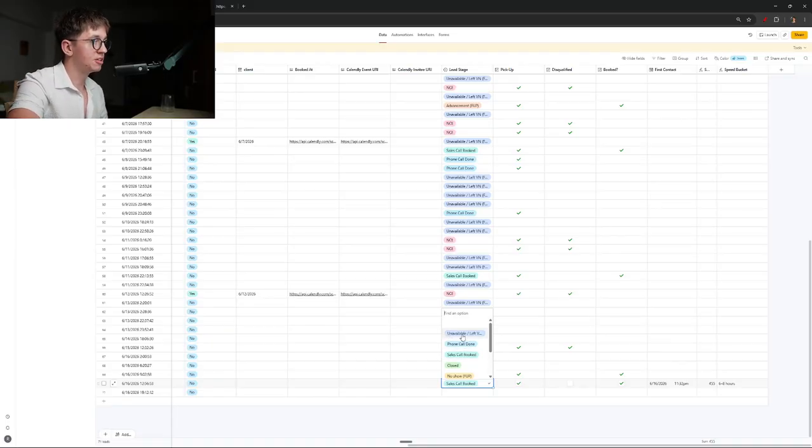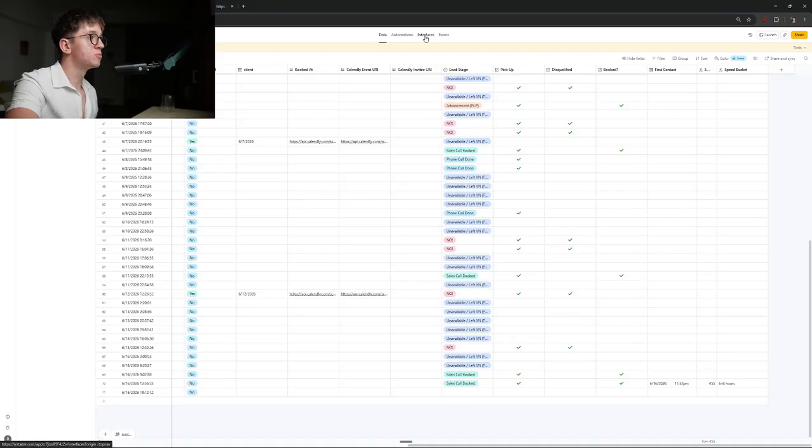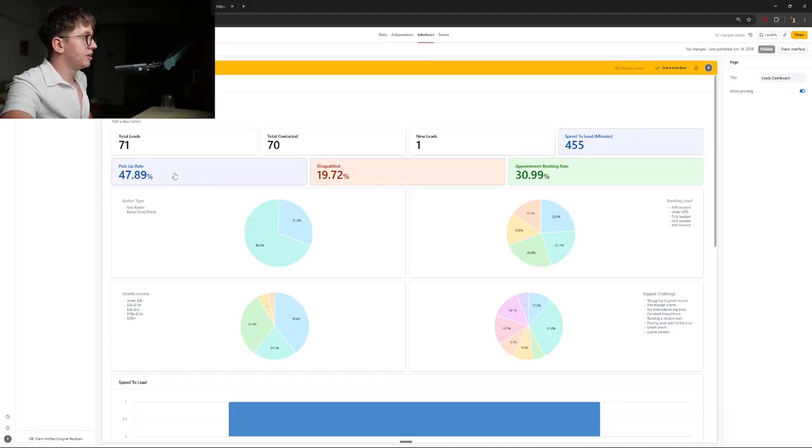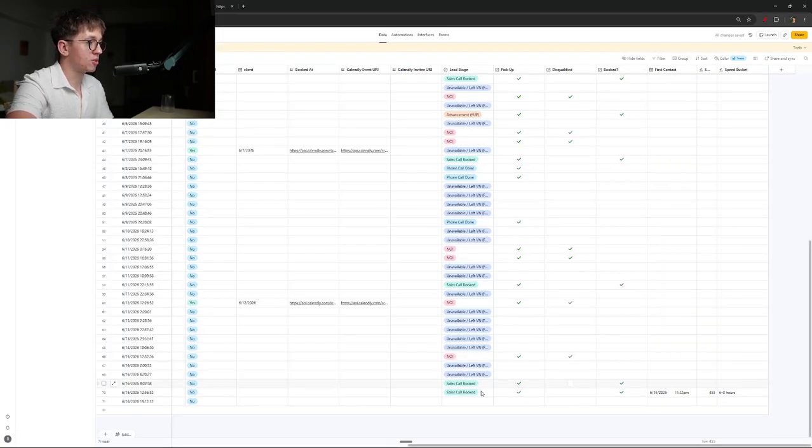The only time he did not pick up is if he's unavailable. If the sales call is booked, then the person is also booked. And if he is disqualified, the person is disqualified. Now, why this is super important is because the only way we can track these percentages is if we use these checkboxes. But I'm getting ahead of myself.